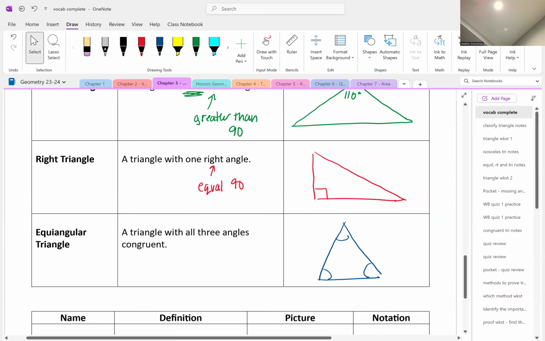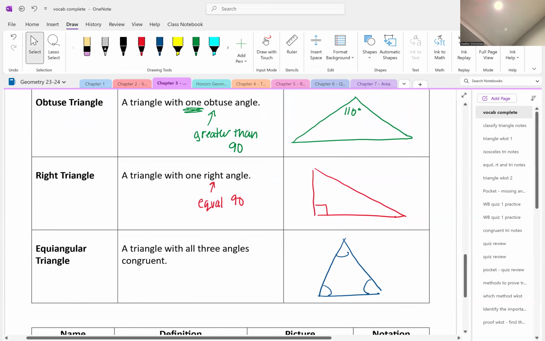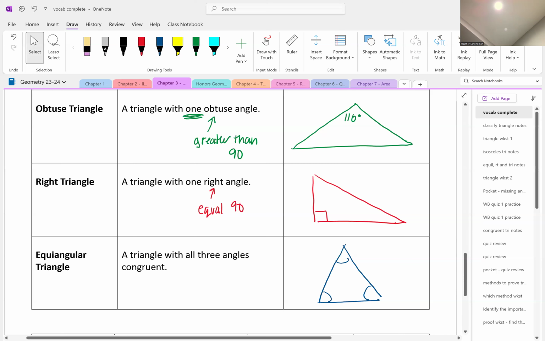Now, there is one more word on this, congruent triangles, but we are going to save that for later because it's the only other vocab word in this chapter, and it's kind of silly to have just a page with one word. So this is all you need for right now.